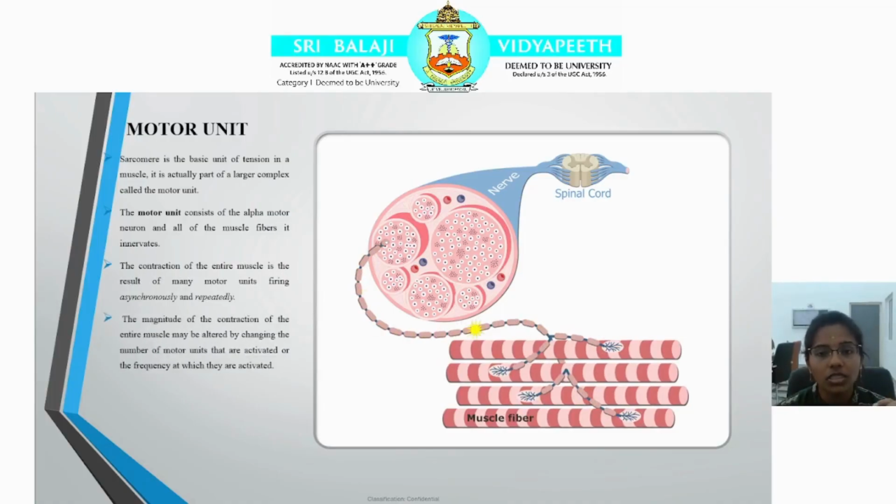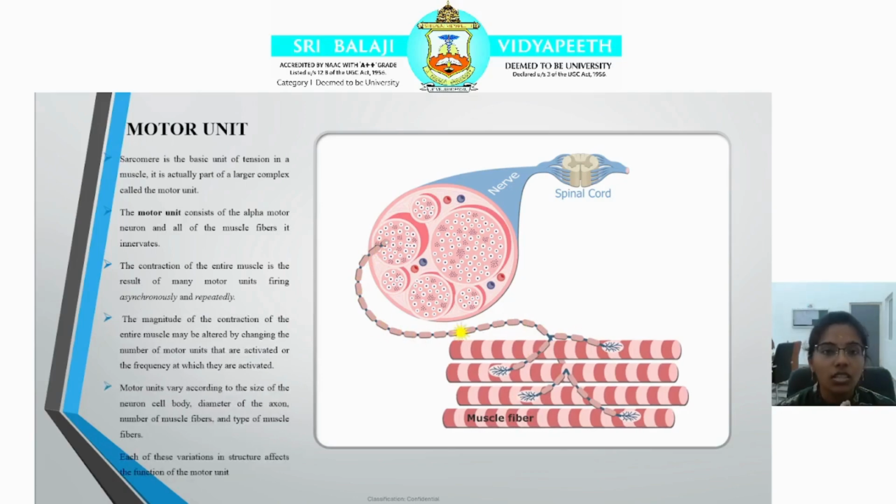One more thing is that the magnitude of the contraction may be altered by changing the number of motor units or the frequency at which these motor units get activated. Motor units vary according to their size, their nerve cell body, axonal diameter, the number of muscle fibers they innervate, and the type of muscle fiber they innervate. Each of these variations in structure affects the function of a motor unit.